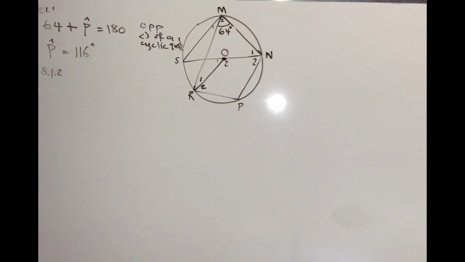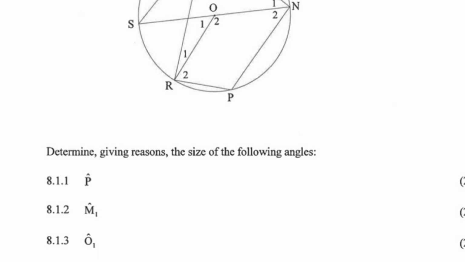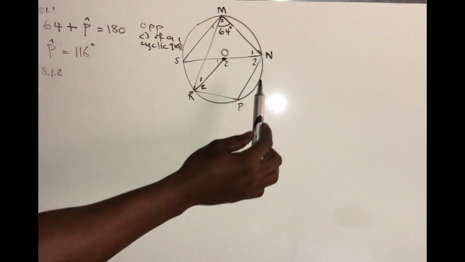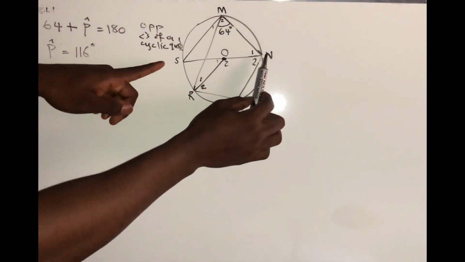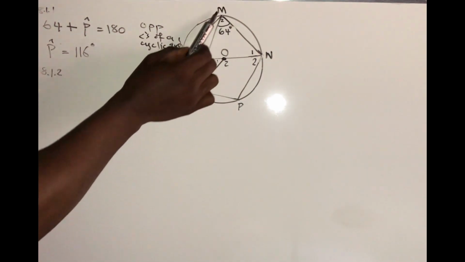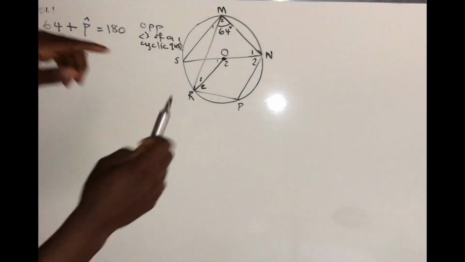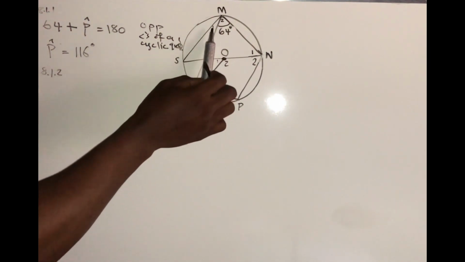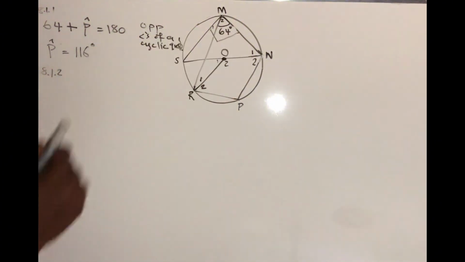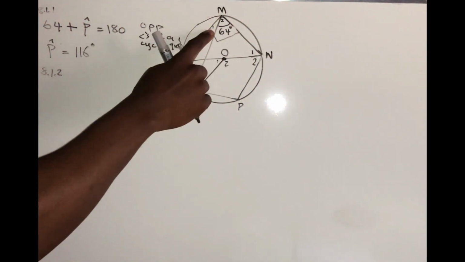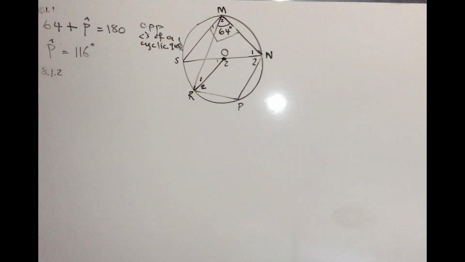They're now asking us to calculate the size of angle M1. They told us that SN is a diameter. If SN is a diameter, what do you know about a diameter? It subtends a 90-degree angle at the circumference. So that means the whole of angle M is 90 degrees. M1 plus M2 should give you 90 degrees. What's your reason? Angle in a semicircle.